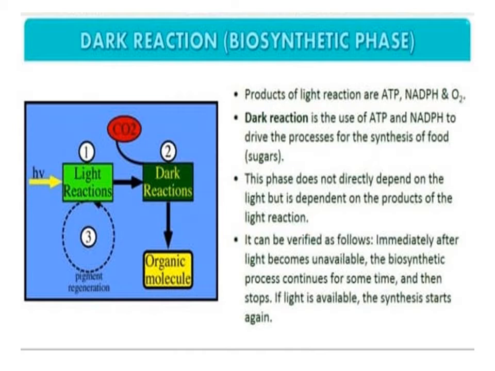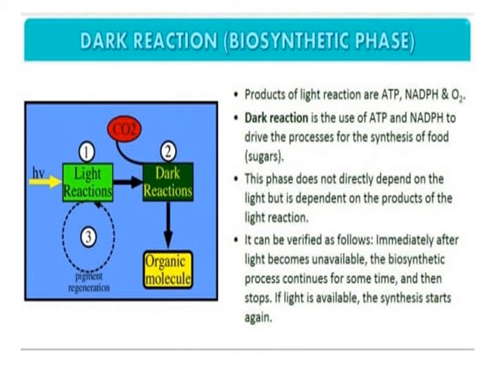Of these, O2 diffuses out of the chloroplast while ATP and NADPH are used to drive the processes leading to the synthesis of food, or more accurately sugar. This is the biosynthetic phase of photosynthesis. This process does not directly depend on the presence of light but is dependent on the products of light reaction, that is ATP and NADPH, besides CO2 and H2O.